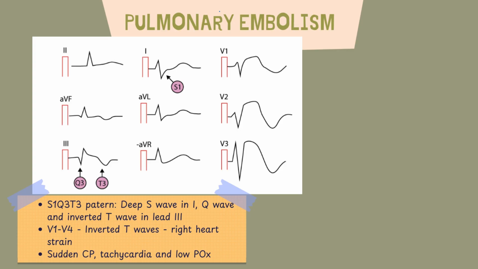We might see incomplete or complete right bundle branch blocks as the right ventricle strains and the electrical conductivity slows through that area. And T-wave inversions in the anterior leads, V1 through V4, again from right ventricular strain. With that said, don't forget that the most common EKG finding in pulmonary embolism is actually sinus tachycardia. So zooming out to the clinical picture, if we have a patient that has sudden onset dyspnea and chest pain, we see sinus tachycardia, and if we notice that they have a low pulse ox, the EKG may be the first sign that something is wrong before we even get the CT angio.